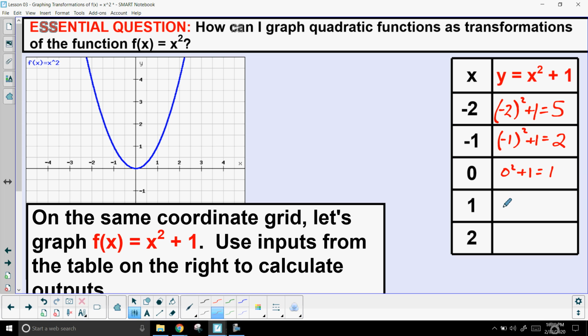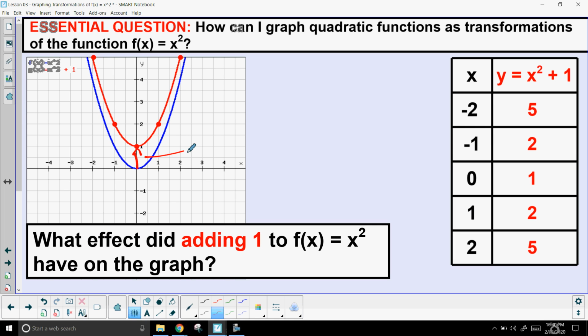And what I want y'all to notice is we have a pattern here. 5, 2, 1, 2. This last one should be 5. 2 squared is 4, plus 1. Indeed it is. Okay. So if we were to graph these points, you'll notice it jumped up 1 unit. Why do you think that? Probably because we added 1 to it.